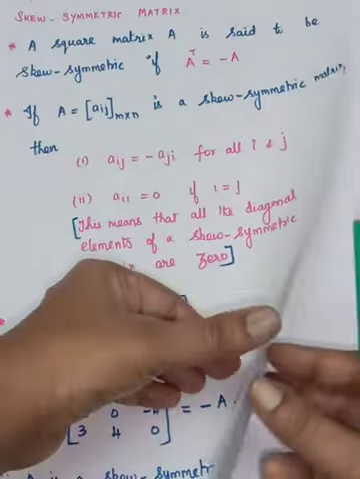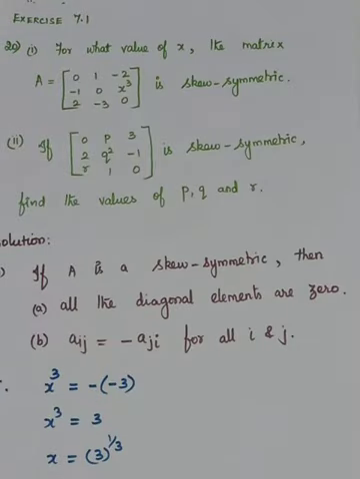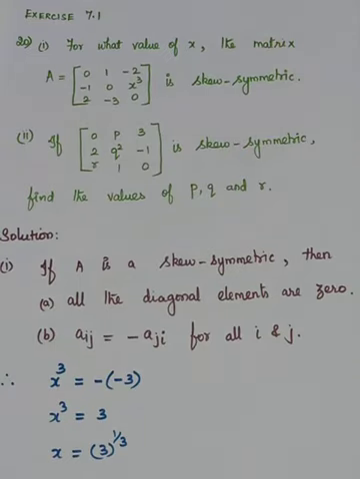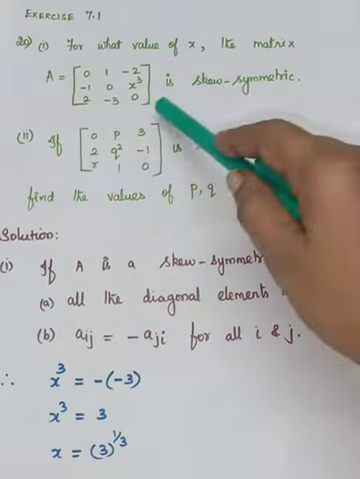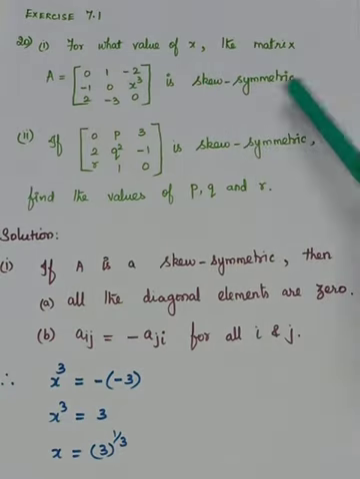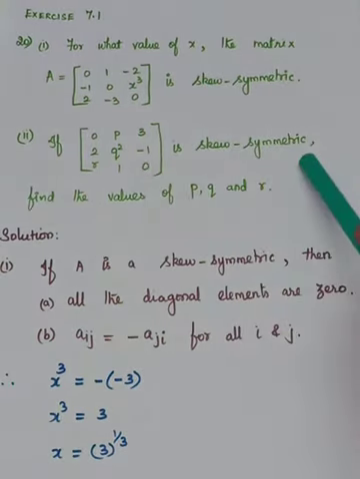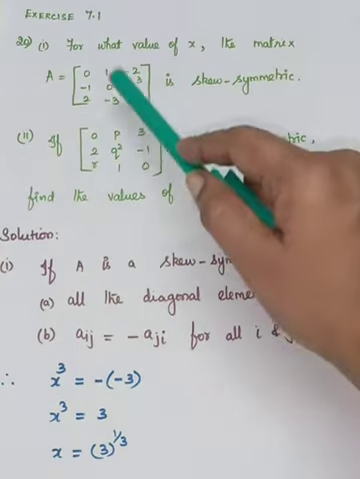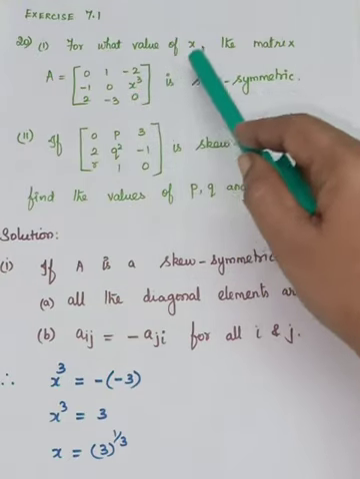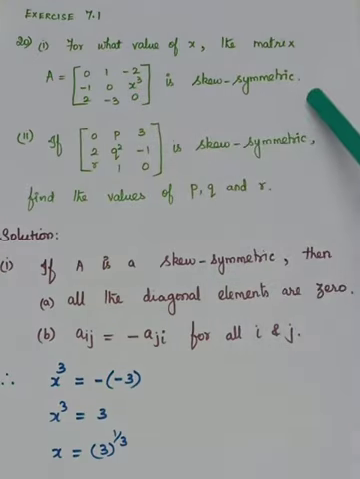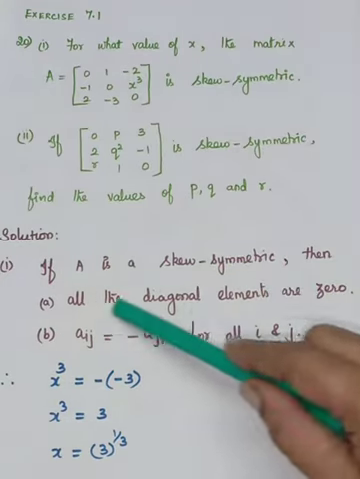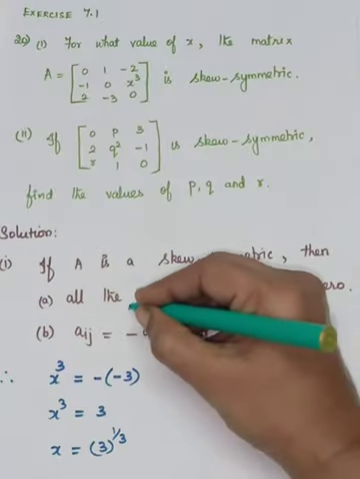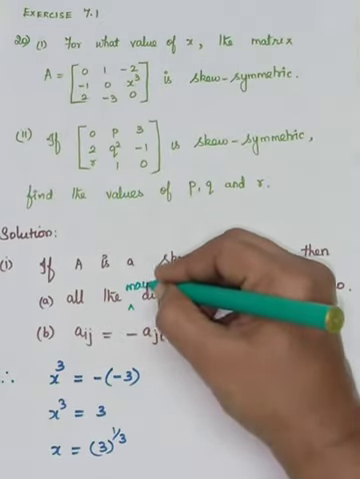Okay. Using this, we are going to do exercise 7.1, problem 20. First one: for what values of x is the matrix A skew symmetric. In the second subdivision, if this matrix is skew symmetric, find the values of P, Q and R. I'll consider the first one. A matrix is given. For what value of x is the matrix A skew symmetric? If it is skew symmetric, then all the main diagonal elements should be 0.